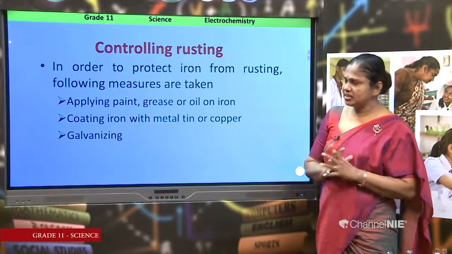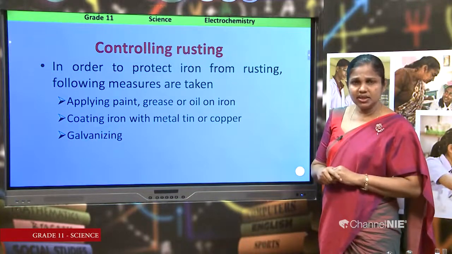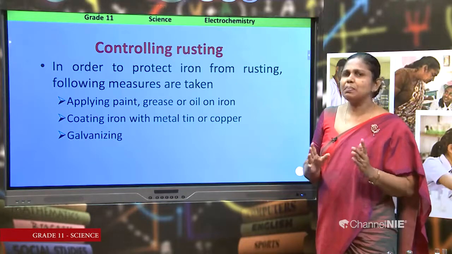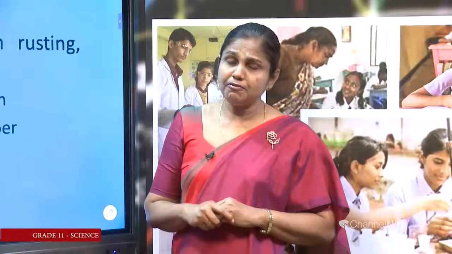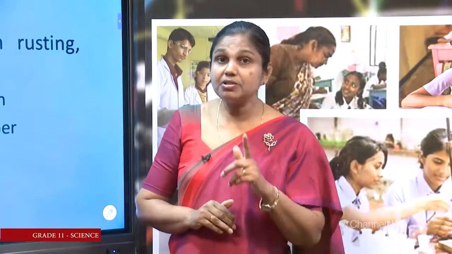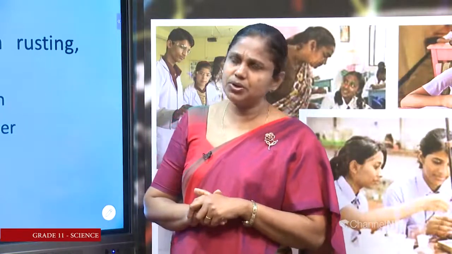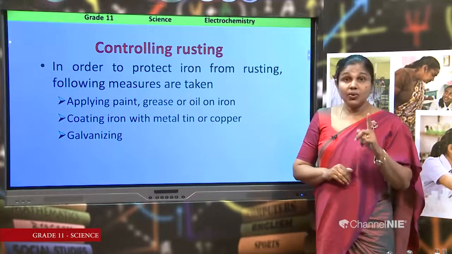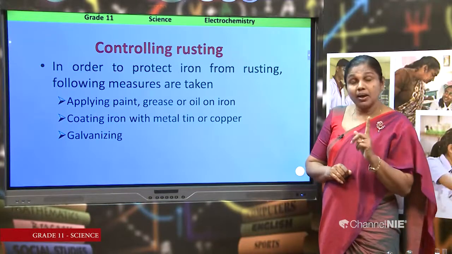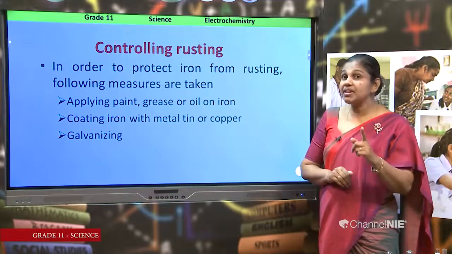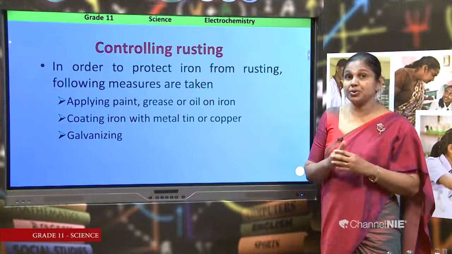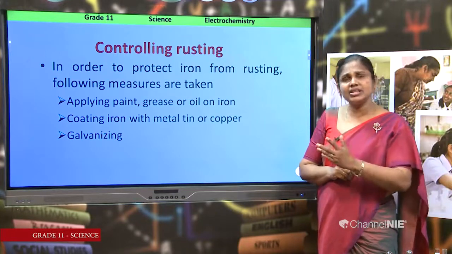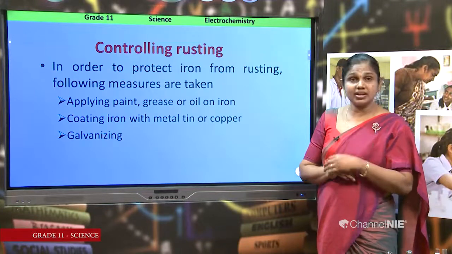Now, we know how rusting occurs and what the essential factors and other factors affecting rusting are. And also we know rusting is a problem. It's a problematic process. Therefore, we must find steps to control rusting. What are the steps that can be followed to control rusting? Anyway, children, to control rusting, what we have to do? We must protect the iron and prevent the iron from getting in contact with the essential factors like air and moisture. If we can prevent iron from getting in contact with air and moisture, we can prevent iron from rusting.